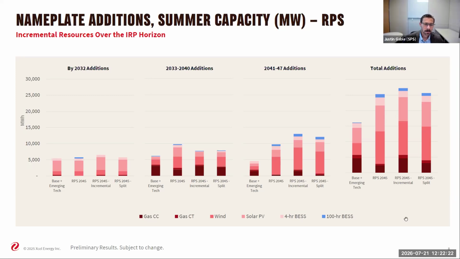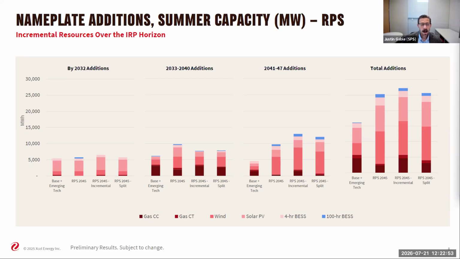All right. So what we have here are different groupings of our RPS scenarios. First, the amount of generic resources added by 2032. And then we have another grouping of resources that are added between 2033 and 2040, and then from 2041 to 47. To the right on the total additions, that's the cumulative total amount of resources by technology type that are added in these different scenarios.